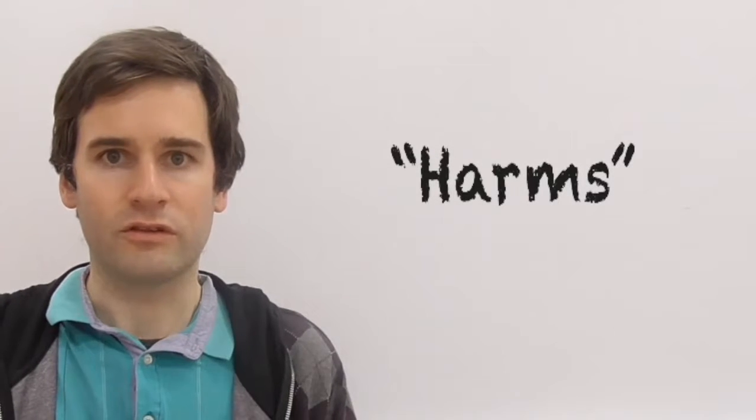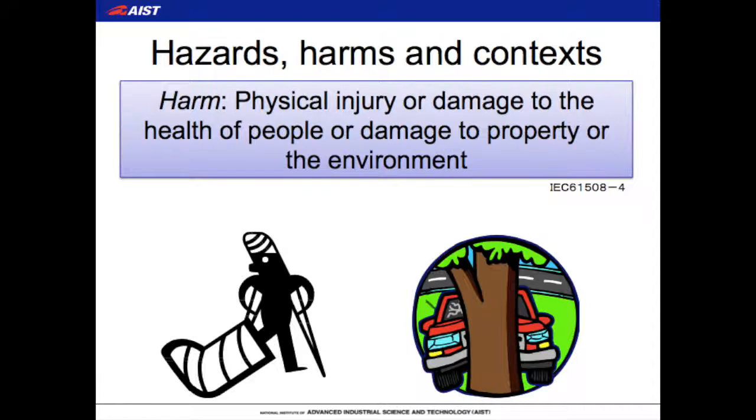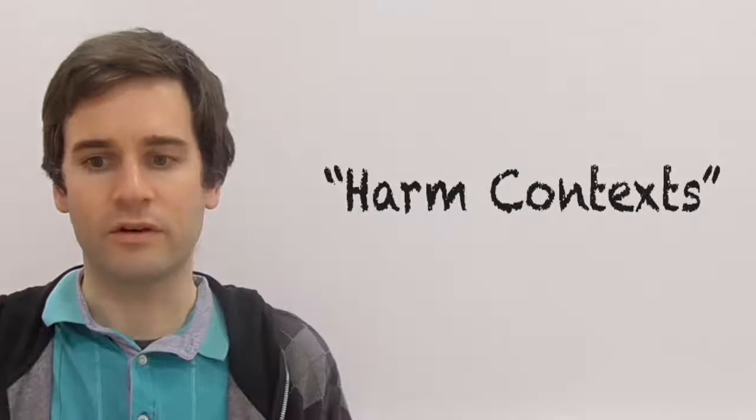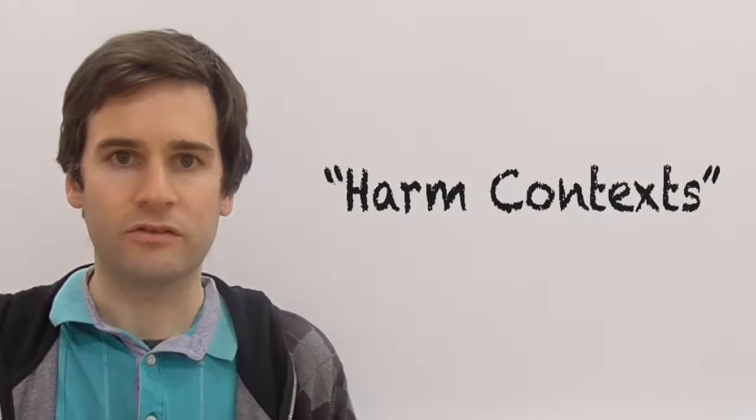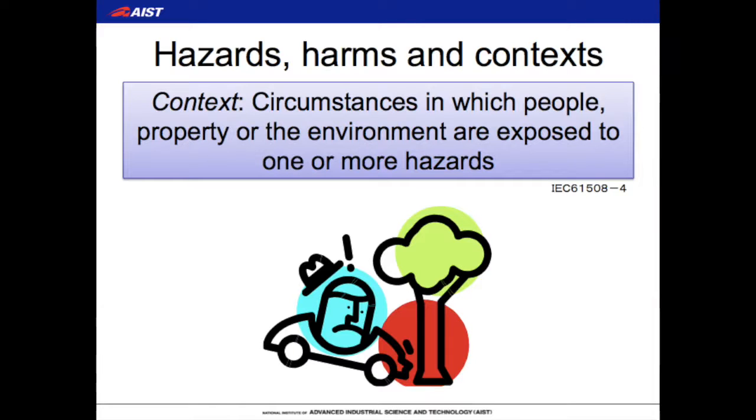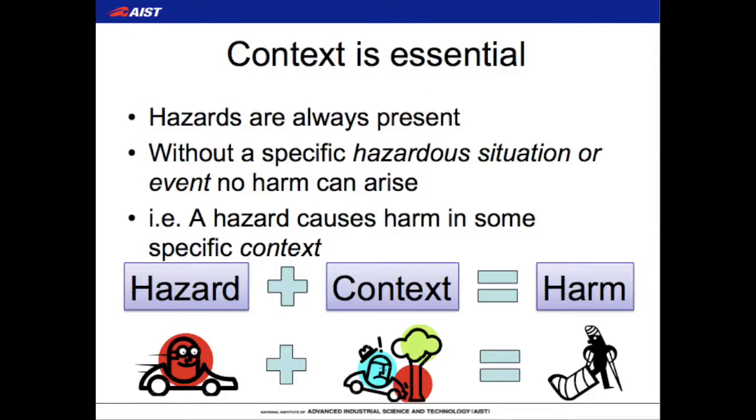A harm is quite easy to understand. It is simply something that happens to injure the person or the environment. For example, if you have a car crash, then you injure the driver. That's the harm, is the injury to the driver. But how do we get from the hazard to the harm? This is where we use context, or harm context in the case of SafeML. This is the circumstances which cause people or property to be exposed to one or more hazards and therefore harm to be caused. In our example case, the context is the car crashing into a tree. So context is very, very important in SafeML. Without it, it's impossible for a hazard to cause harm. You need to have some kind of context, some kind of hazardous situation that can allow the harm to occur.